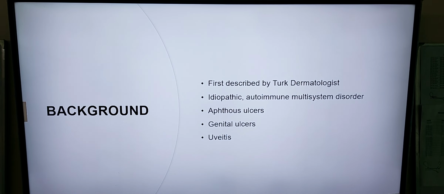So coming to the background, Behcet's disease was first described by a Turkish dermatologist back in the 19th century when he encountered some patients with skin lesions and oral ulcers characteristic. So it is an idiopathic autoimmune multi-system disorder which is primarily characterized by aphthous ulcers, recurrent and painful genital ulcers, and uveitis.